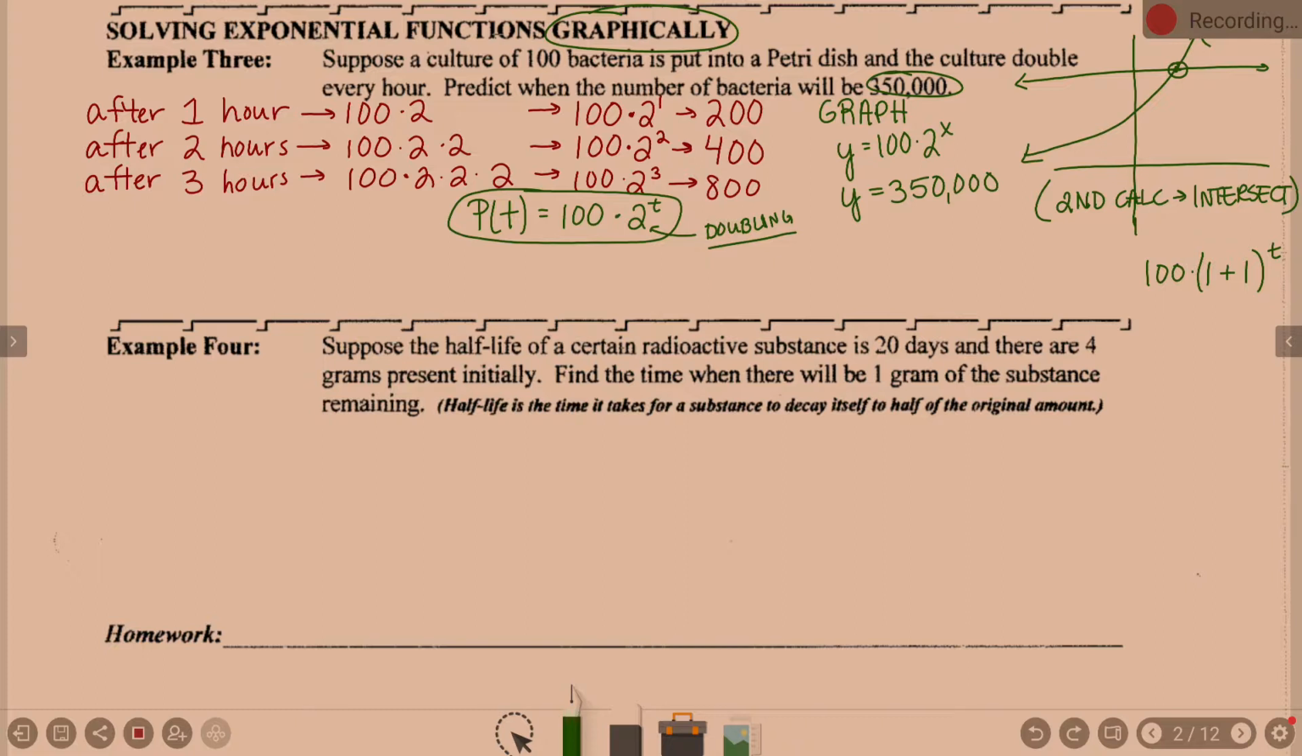Have I used second calc intersect with you guys before? I haven't? Okay. It's not difficult to use. You know how to find your zeros and stuff. It's similar. So if I do second calc, and you're familiar with this menu, right? Intersect is number 5, and that's going to find the intersection between two graphs.